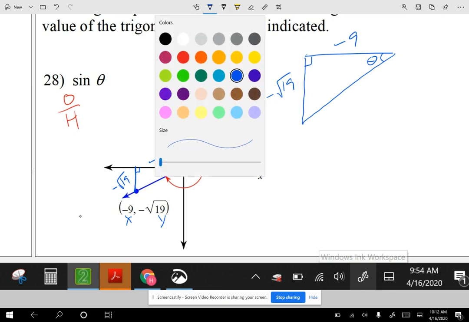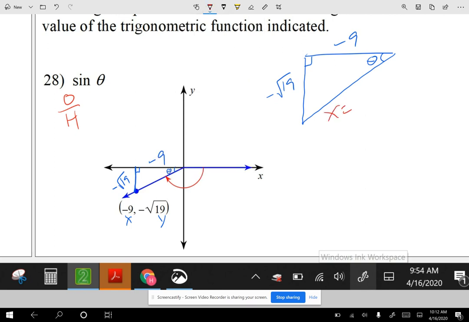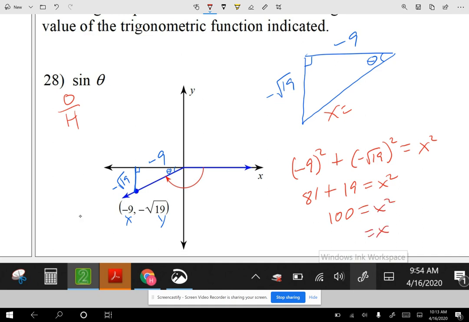I need to solve for my hypotenuse because I need the hypotenuse for my answer. So I have that negative 9 squared plus the negative radical 19 squared is equal to x squared. Negative 9 times negative 9, that's 81. Radical 19, well, negative times negative is positive. Radical 19 times radical 19 is 19. 100 is equal to x squared. So that means that x must be square root of 100, which is 10. So now I know my hypotenuse is 10.